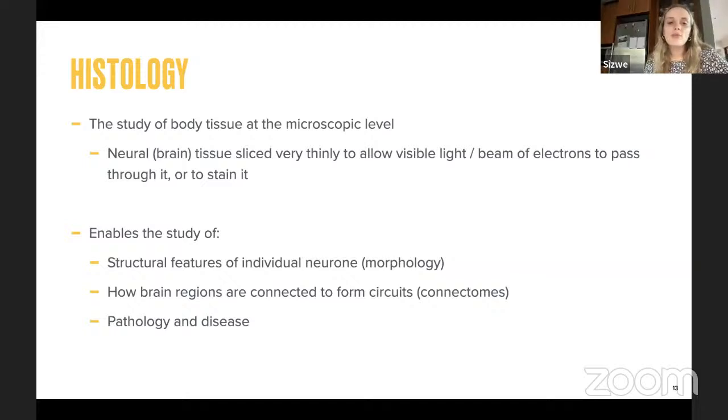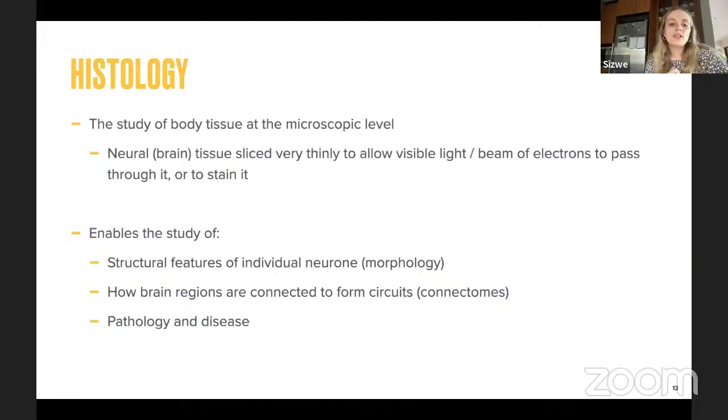We can also look at how the brain regions are connected to form circuits. So if we slice some tissue super thin and look at it, we can see, oh, there's a little pathway or interconnected tissue running between those two. That means that part of the brain and that part of the brain must be very closely related. So they either have a function in common or they work together to do something else. So that's going to be interesting and important for us to look at.